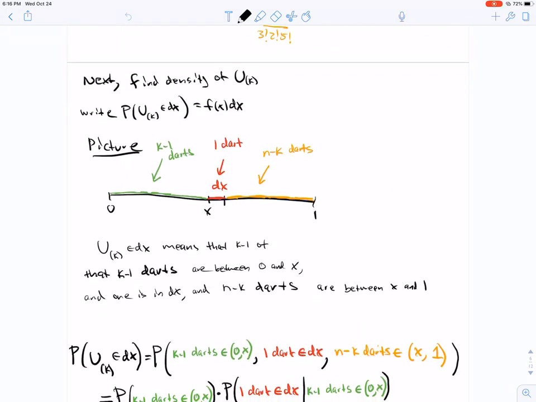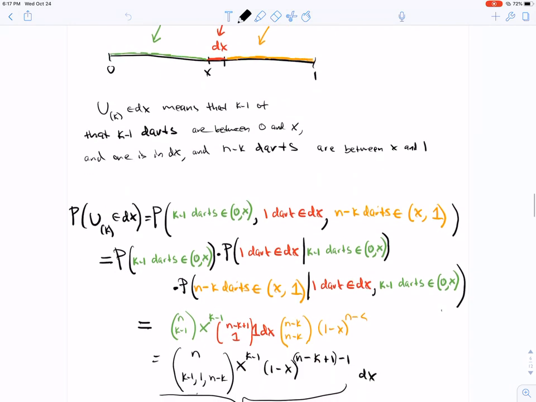So now we're going to find the density of the kth order statistic, by writing the probability that the kth order statistic is in dx as the density times dx. And so for the kth order statistic to be in dx, it means that there are k minus 1 darts before x, 1 dart in dx, and n minus k darts after x.